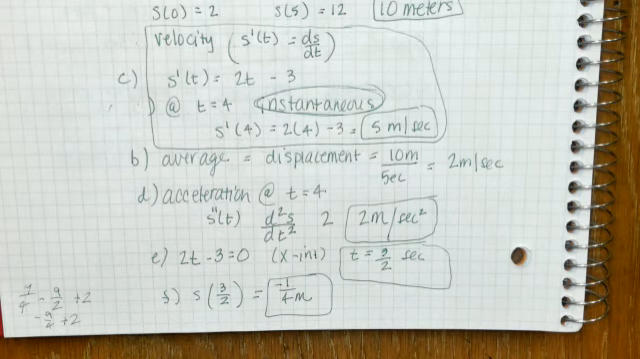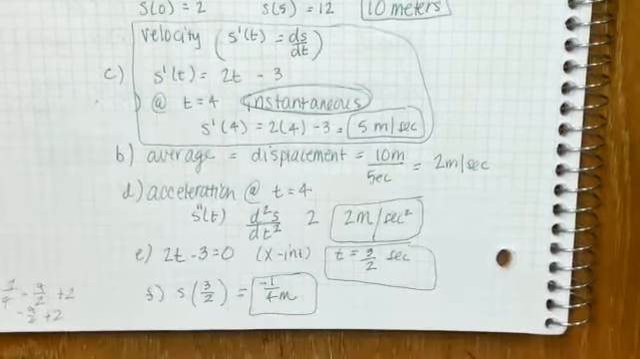There are a lot more examples that we're going to look at involving acceleration, velocity, as well as marginal cost, but we will do that in the next video.